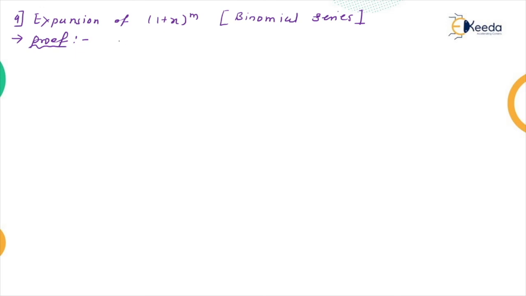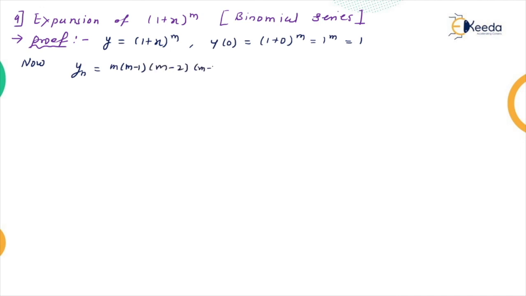Here I am considering y is equal to 1 plus x bracket raised to m. So y of 0 is nothing but, x is 0, so we get 1 plus 0 bracket power m, that is 1 raised to m, that is equal to 1. Now we have to write the nth order derivative. yn is equal to m into m minus 1, m minus 2, m minus 3, and so on up to m minus n plus 1, into 1 plus x bracket power m minus n.